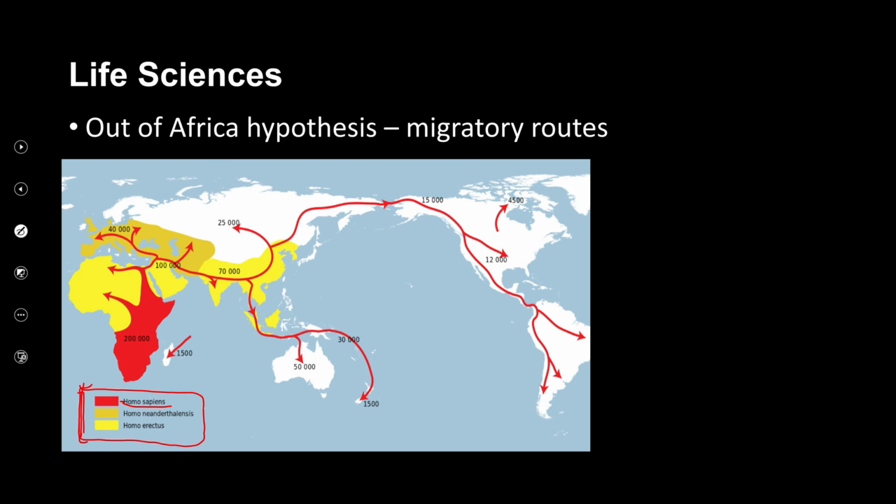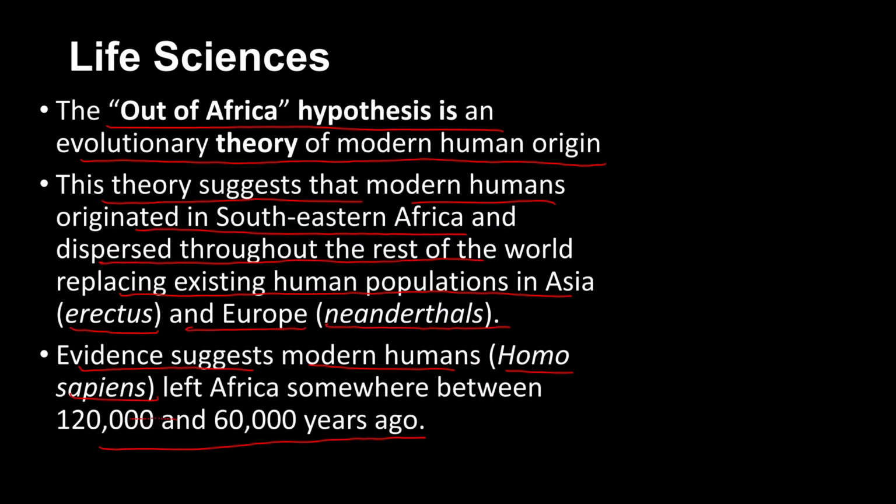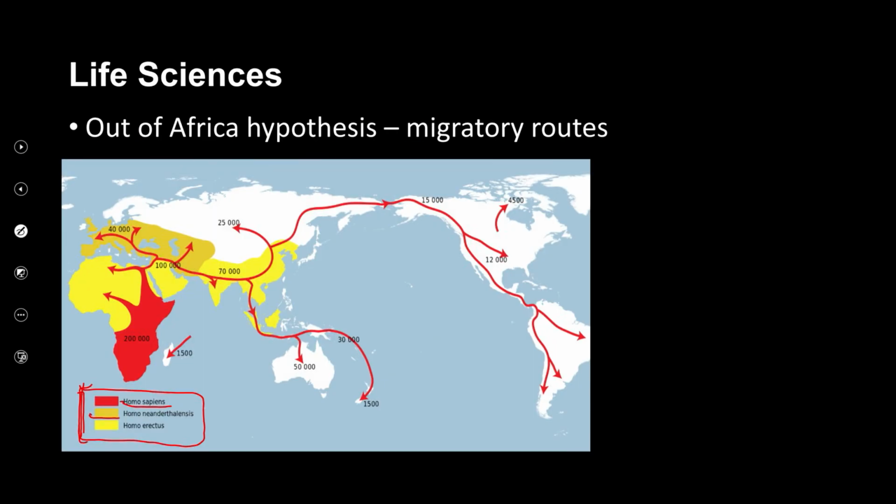And then we can see the more mustardy color, if you like, was Homo neanderthalensis, and then the yellow area was where Homo erectus lived. All right, so if we have a look over here, we can see that this is where we believe that modern humans originated about 200,000 years ago, and they started to move north. So there you can see they moved northwards, going up into the other areas of Africa.